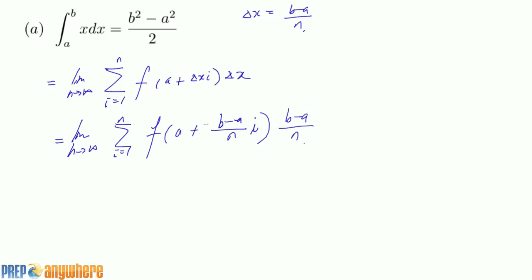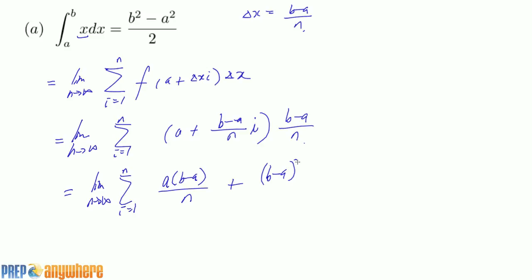Okay, so let's plug this into the actual function. Right, and the function is actually just x, so all we have to do is erase the f. Okay, next let's do distribution. So a times (b minus a) over n plus (b minus a) squared over n squared times i.